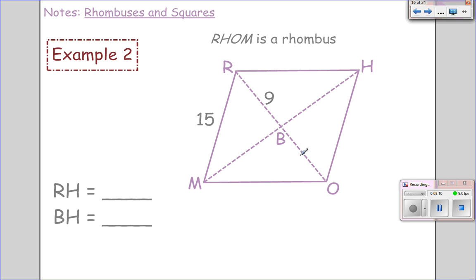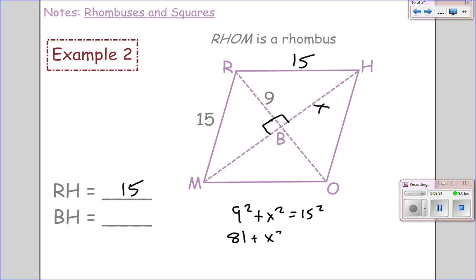All right, so once again, pause this and try it on your own to see if you remember the concept. So this is a rhombus. So we know that these angles are 90 degrees. RH will be 15 because all sides are congruent in a rhombus. Now we want to know what BH is. This piece here, so X. Notice the right triangle. So 9 squared plus X squared equals 15 squared, Pythagorean theorem. 81 plus X squared equals 225. Subtract the 81. So X squared equals 144 and square root it, so X equals 12. So BH is 12.